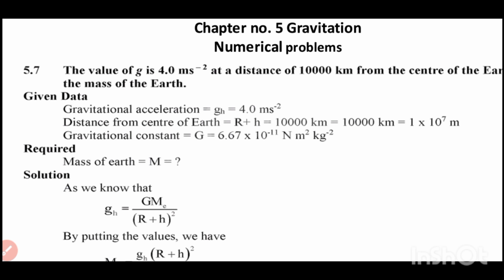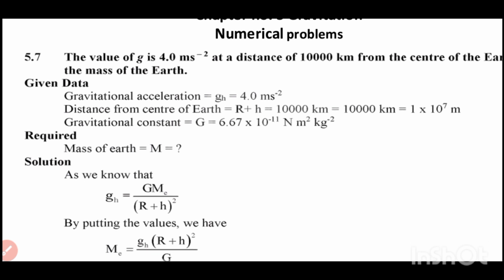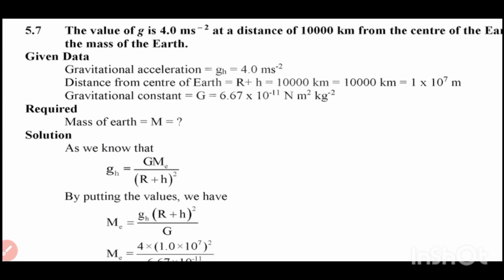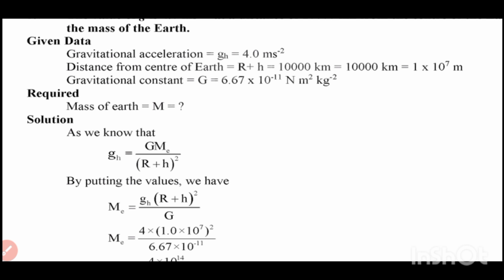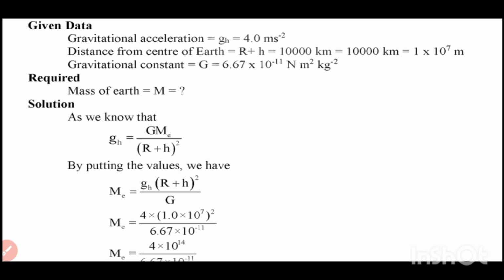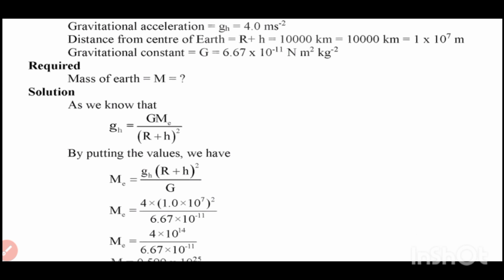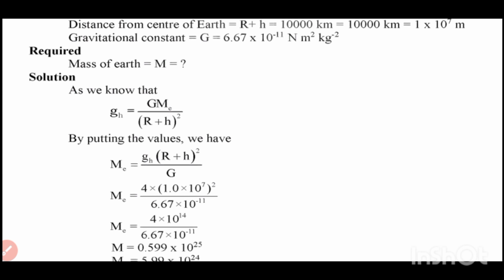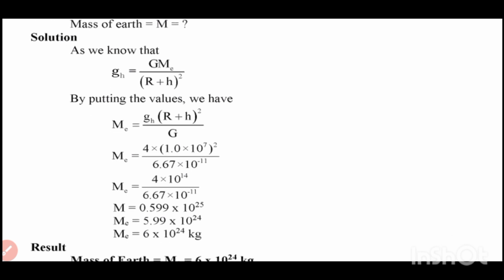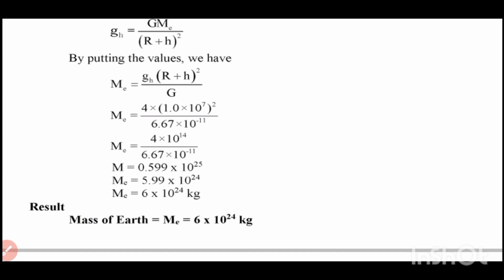Value of gravitational constant G is equal to 6.67 multiplied by 10 raised to power minus 11 Newton meter square per kilogram square. We need to calculate mass of earth, so we use the formula g_h is equal to GM_E over (R plus h) square, and by putting the values we have M_E is equal to g_h into (R plus h) square over G. Simplifying the formula and putting the values we get M_E is equal to 6 multiplied by 10 raised to power 24 kilogram. So our result is mass of earth is equal to 6 multiplied by 10 raised to power 24 kilogram.